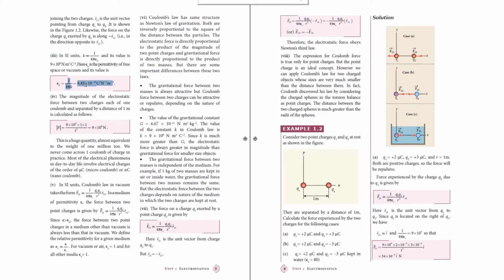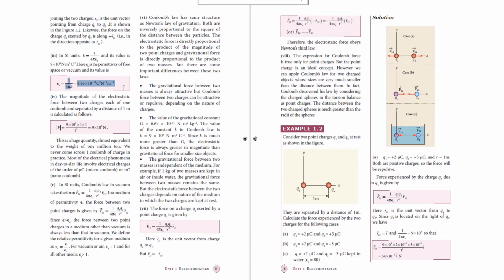And in the third point of the aspects of Coulomb's law, we talk about the value of k. What is the value of k? k equals 1 by 4 pi epsilon naught. And what is its value? 9 into 10 raised to 9 Newton meter square per Coulomb square. And epsilon naught, we call it the permittivity of free space or vacuum, and the value of epsilon naught is 8.85 into 10 raised to minus 12 Coulomb square per Newton per meter square.